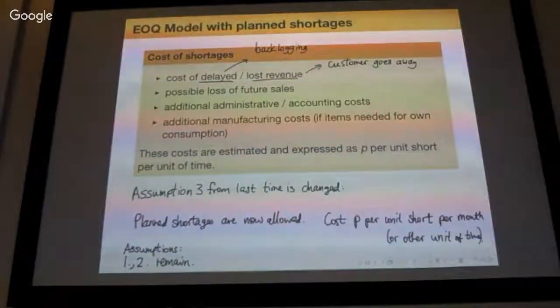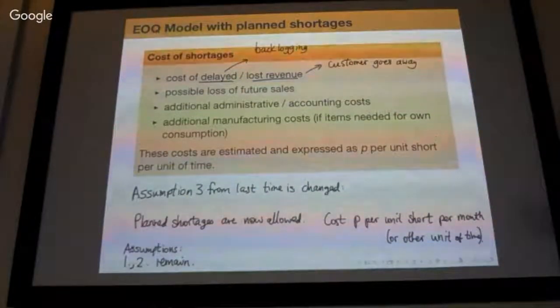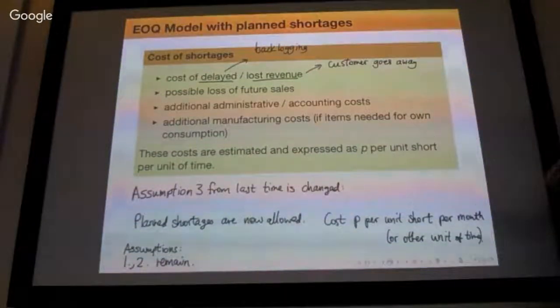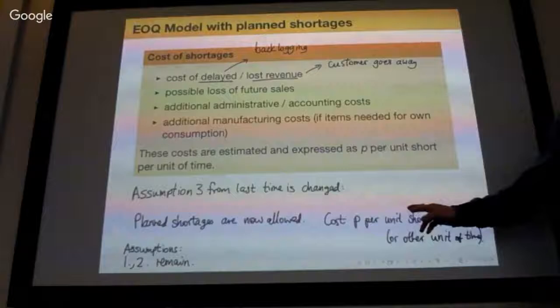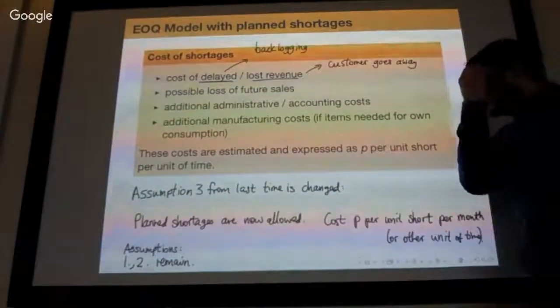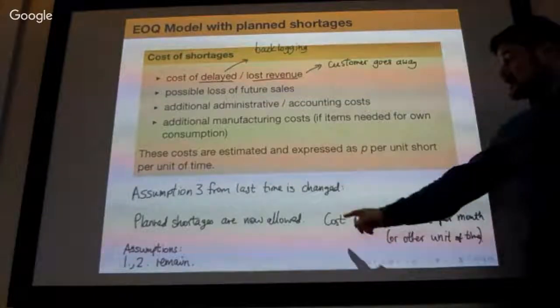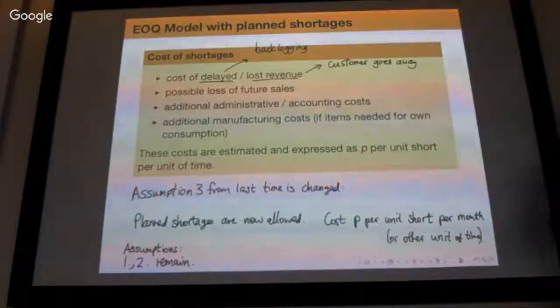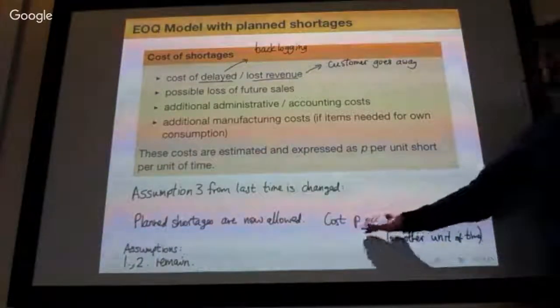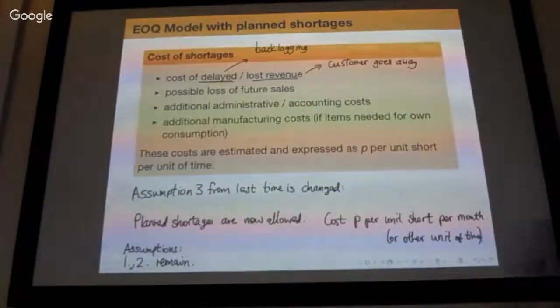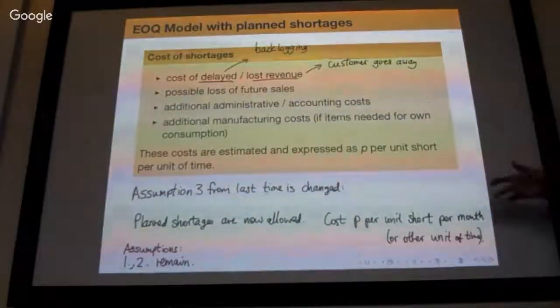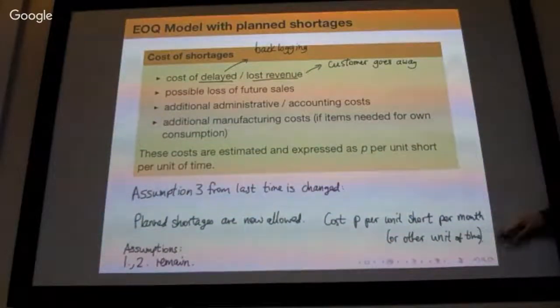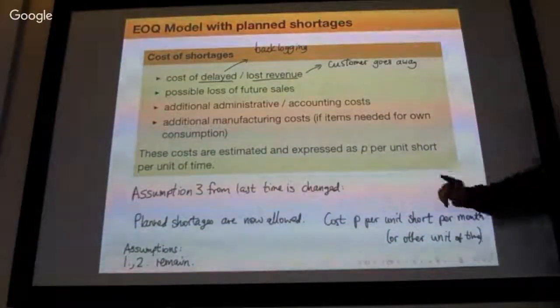Right, so what we did last week was we modified the model from the week before, where previously we had an assumption number 3, which said that plant shortages are not allowed. And now what we have is that plant shortages are allowed, but if they occur, then there is a cost related to them, and that is estimated to be P. So every unit that we're short per month, or whatever the time period is that we're looking at, incurs a cost of P.